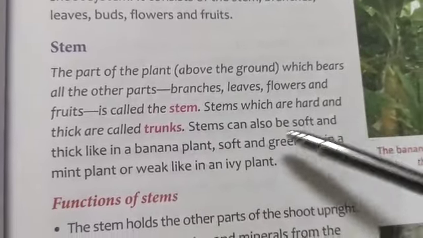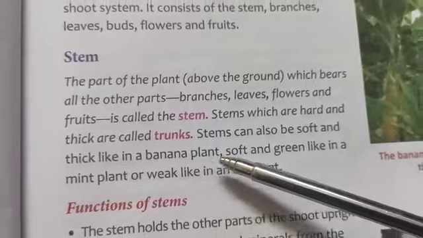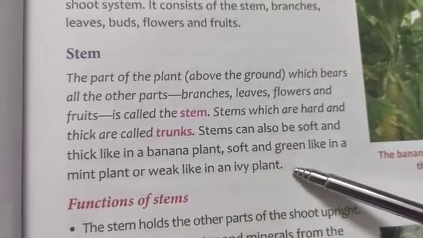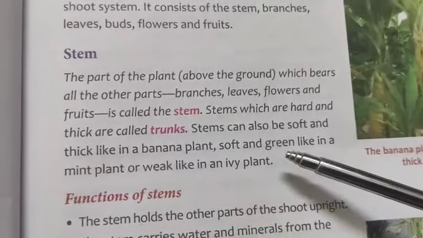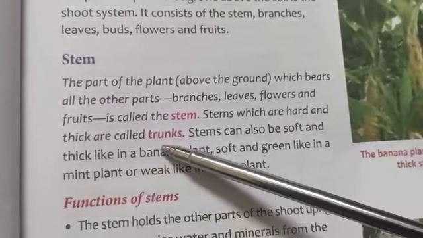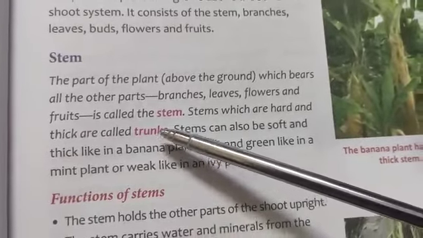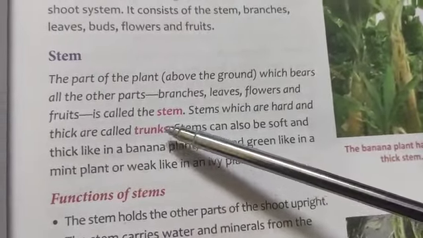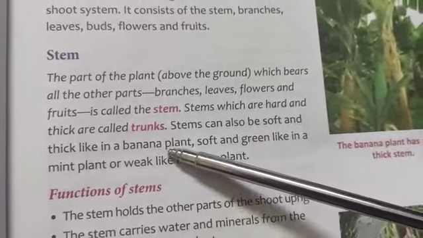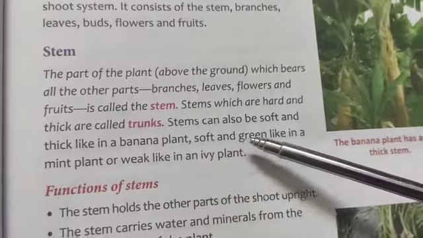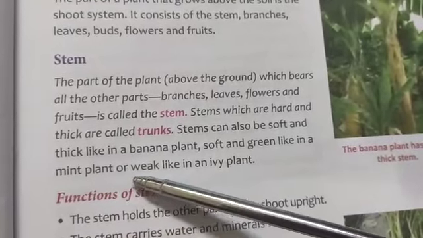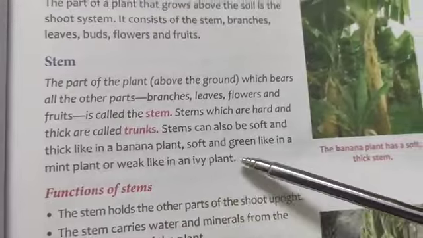Stems can also be soft and thick like in a banana plant, soft and green like in a mint plant, or weak like in an ivy plant. So stems are of different shapes. They are either hard and thick, which are called trunks. The big trees have hard and thick stems, that is called trunk. But in a banana plant, you have a thick stem, but it is soft. Also we have stems soft and green, like in mint plant. They are very soft, they are herbs. Or weak like in an ivy plant that needs support to grow.